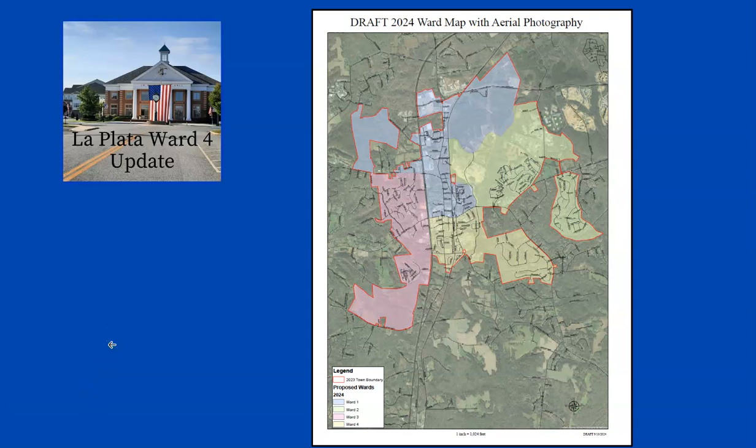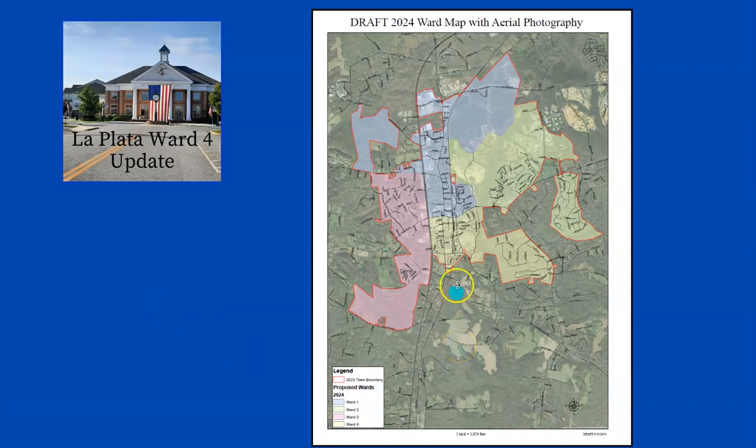They looked at the development patterns within each ward, and the purpose and the intent is to really balance out all the wards so they have somewhat equal population within each ward. So try to get as close as we can, or they can, to an equal distribution of population. So that's what it looks like.